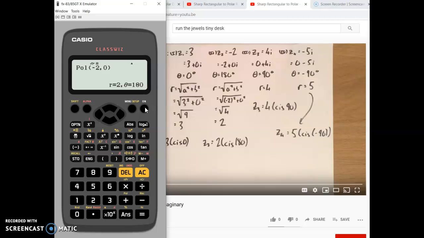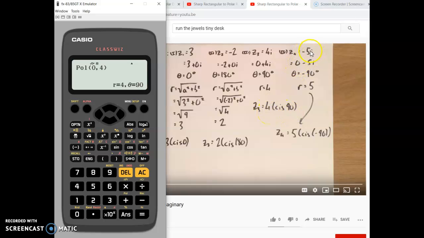4i then, so just purely imaginary this time. So just a slight difference in how I enter this one. It will be 0 and then 4, because 4i is 0 plus 4i. So remember, it's the real part first. That's your answer. And there's 4 cis 90, which is what I got.